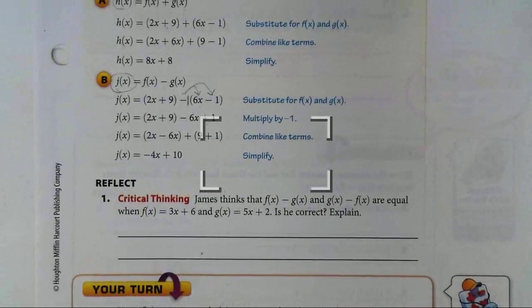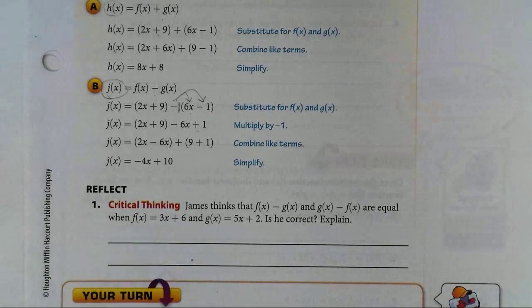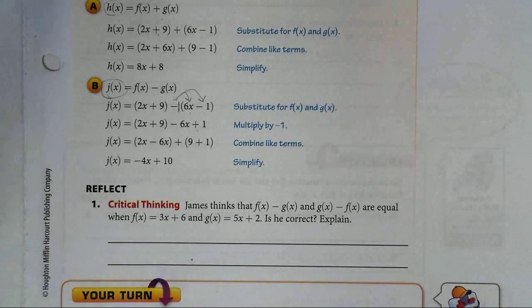Now let's go into the critical thinking question. It says, James thinks that f of x minus g of x and g of x minus f of x are equal when f of x equals 3x plus 6 and g of x equals 5x plus 2. They want to know if he's correct, and it's asking you to explain. So we're going to solve that together.